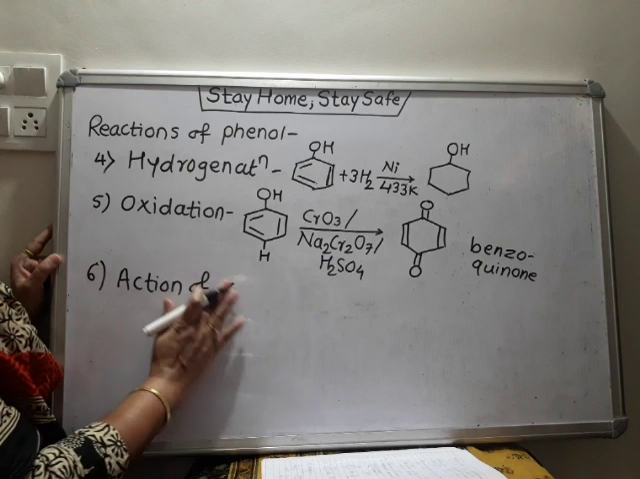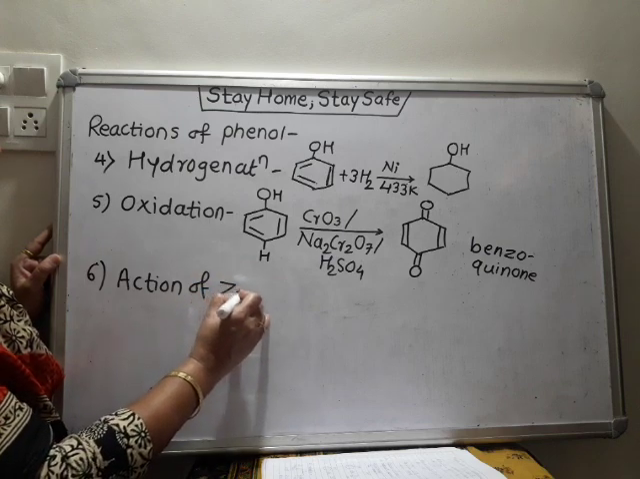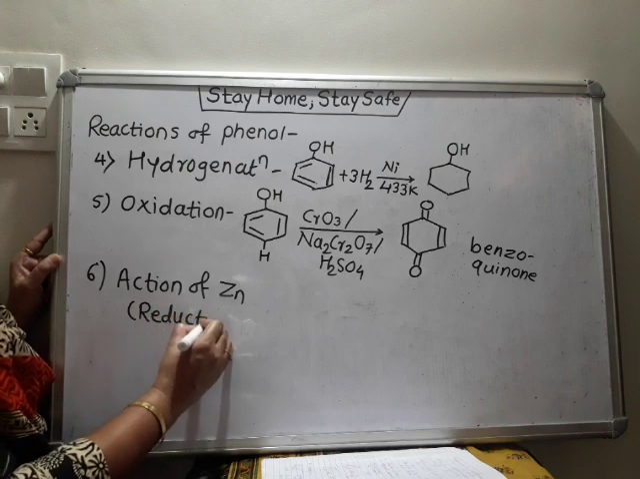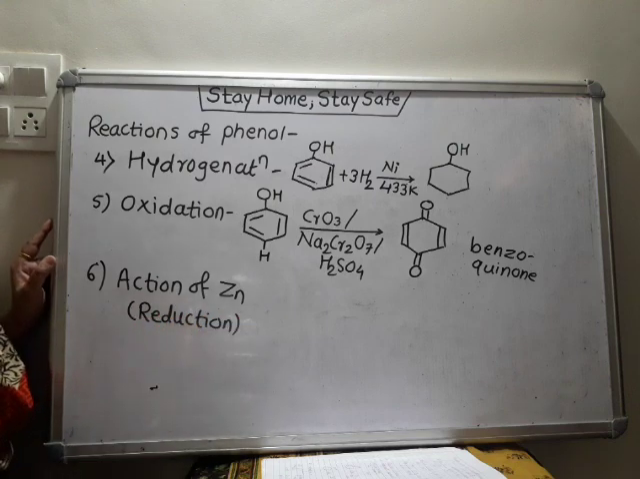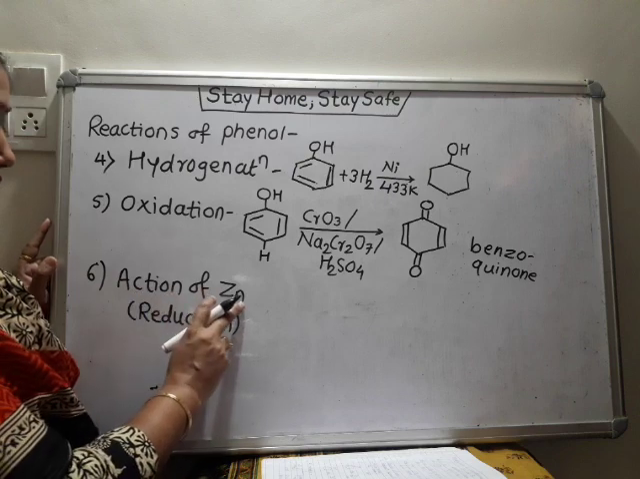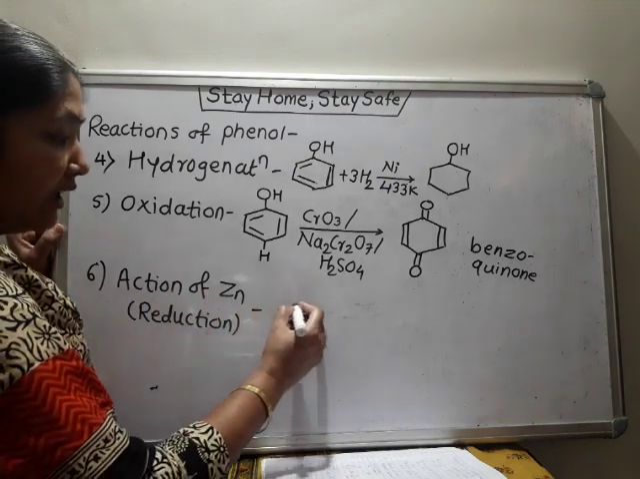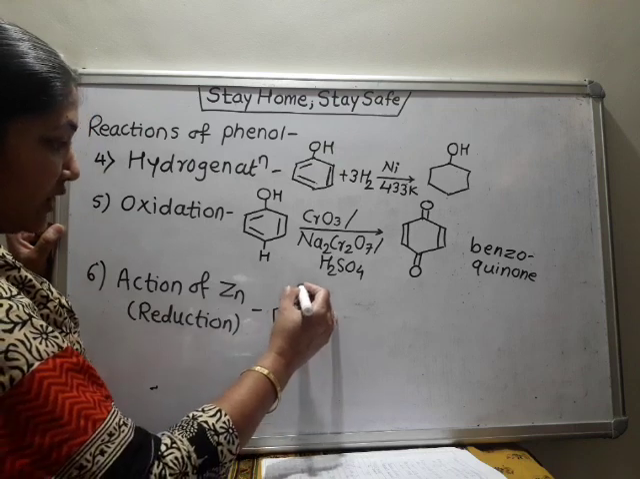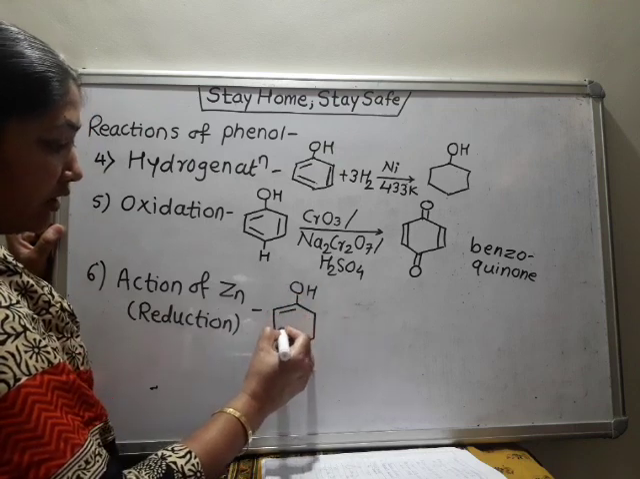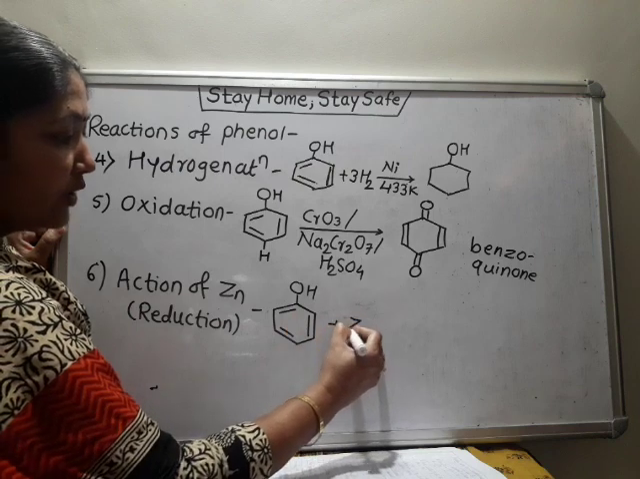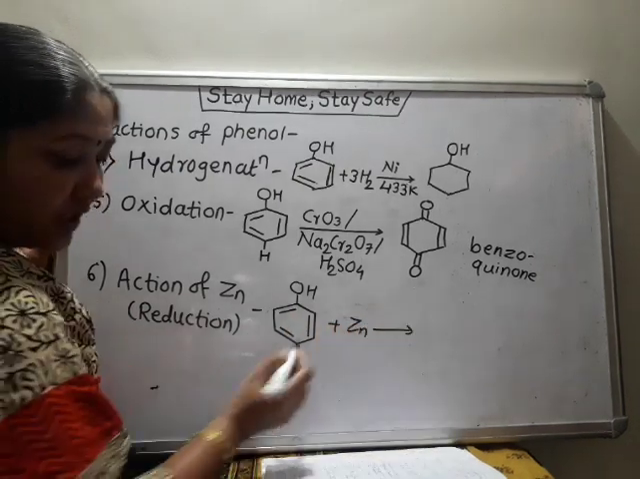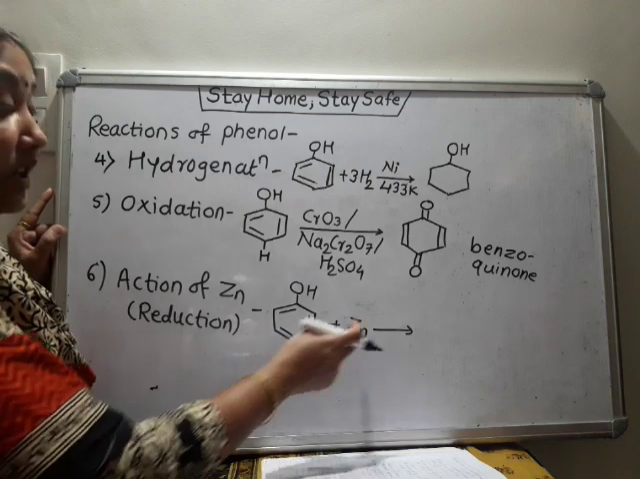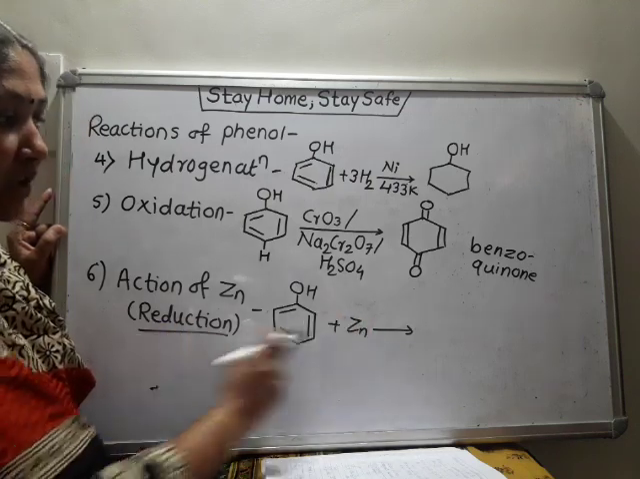One more reaction they have given, that is action of zinc, or we can call this a reduction reaction. Addition of any metal. Metals are good reducing agents, so we can say it's a reduction reaction. So when phenol reacts with zinc, in 11th also we have discussed this reaction in hydrocarbons. This is phenol. It reacts with zinc. What is the role of zinc? Zinc is reducing agent. I'm sorry, it's a reduction reaction, metal.